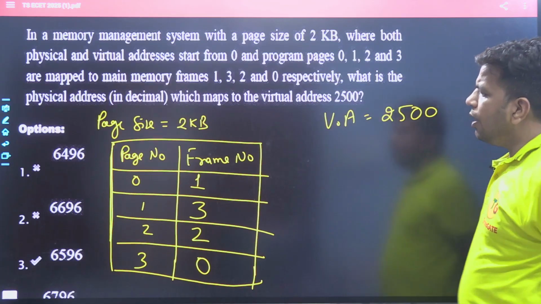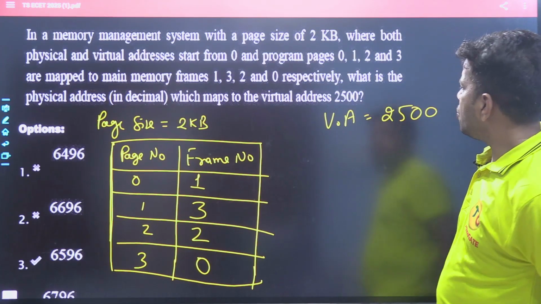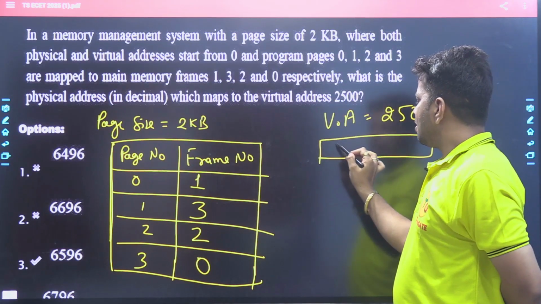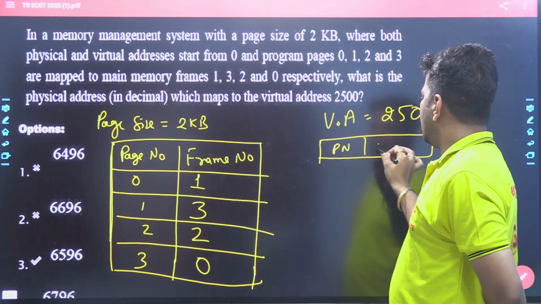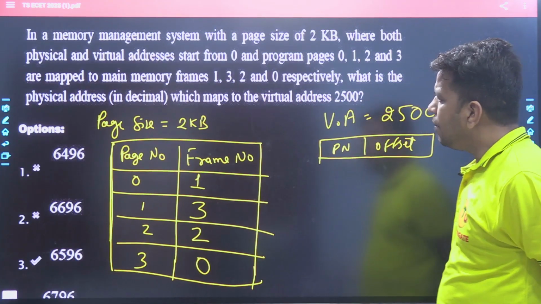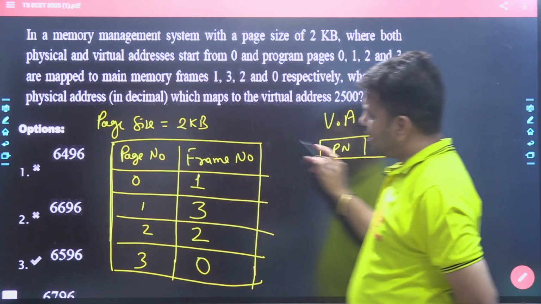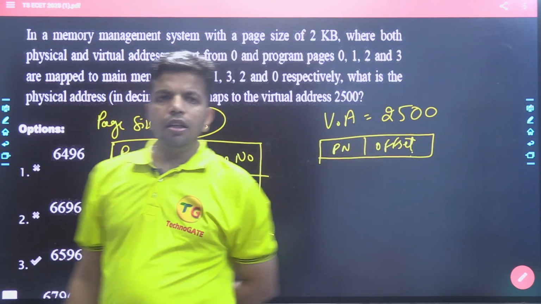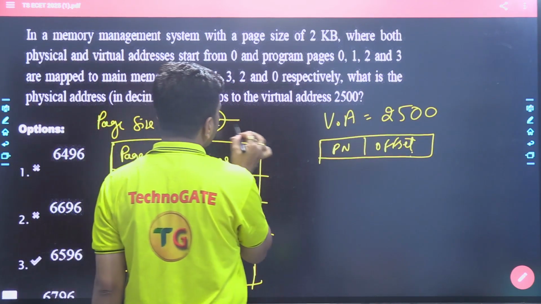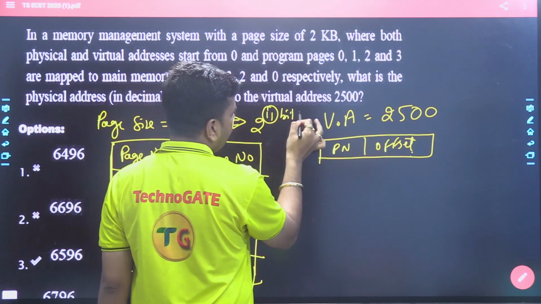In this 2500, your virtual address is going to be divided into two parts. The first is the page number and the second one is the offset. Offset depends on the page size. Page size is how much? It is 2 KB, which means 2 raised to 11. So 11 bits is your offset.